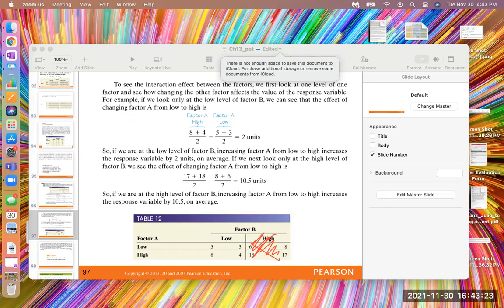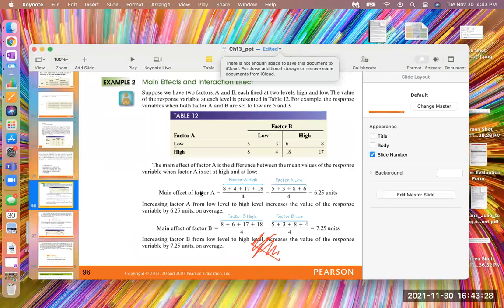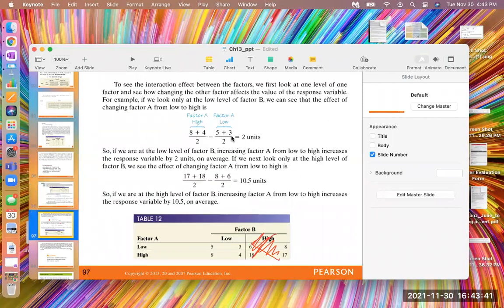Let's go back to the screen here. Right, the main effects of A said 6.25 units. So we thought that when we increase A, the response variable should go up 6.25 units. And if we look at just the low level of B alone and increase just A, then it only goes up 2 units, which is a lot smaller than 6. I mean, that's a third of the amount that it's going to go up, right? So already I'm thinking there's some interaction going on here, but let's look even further.